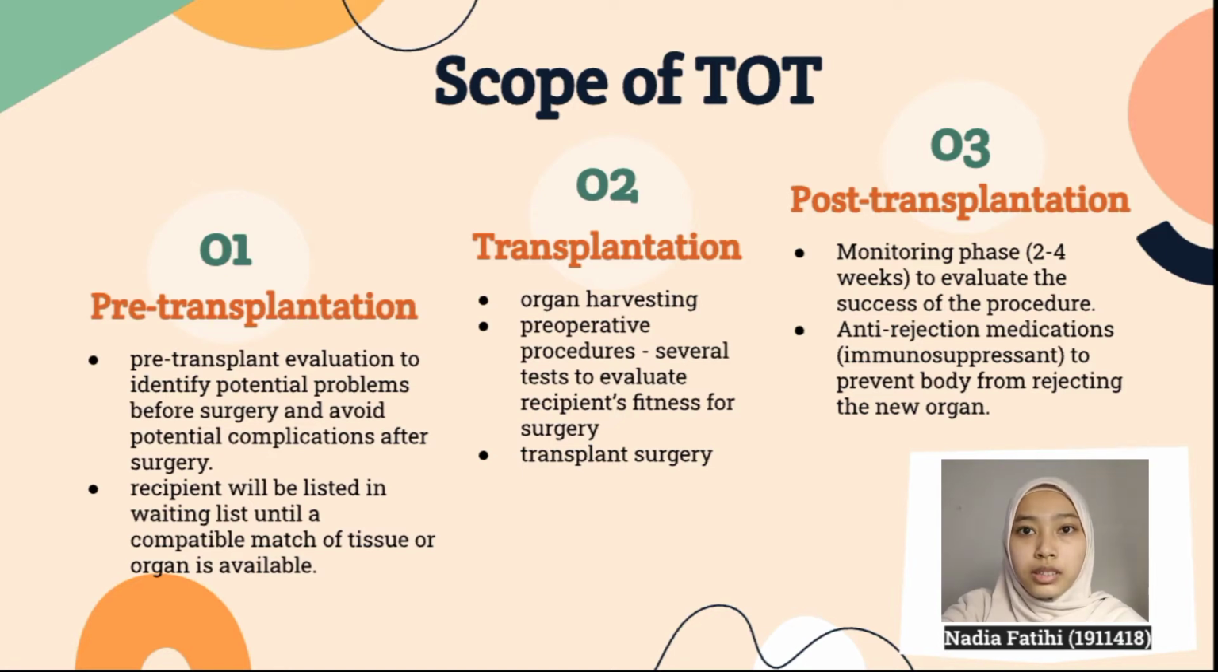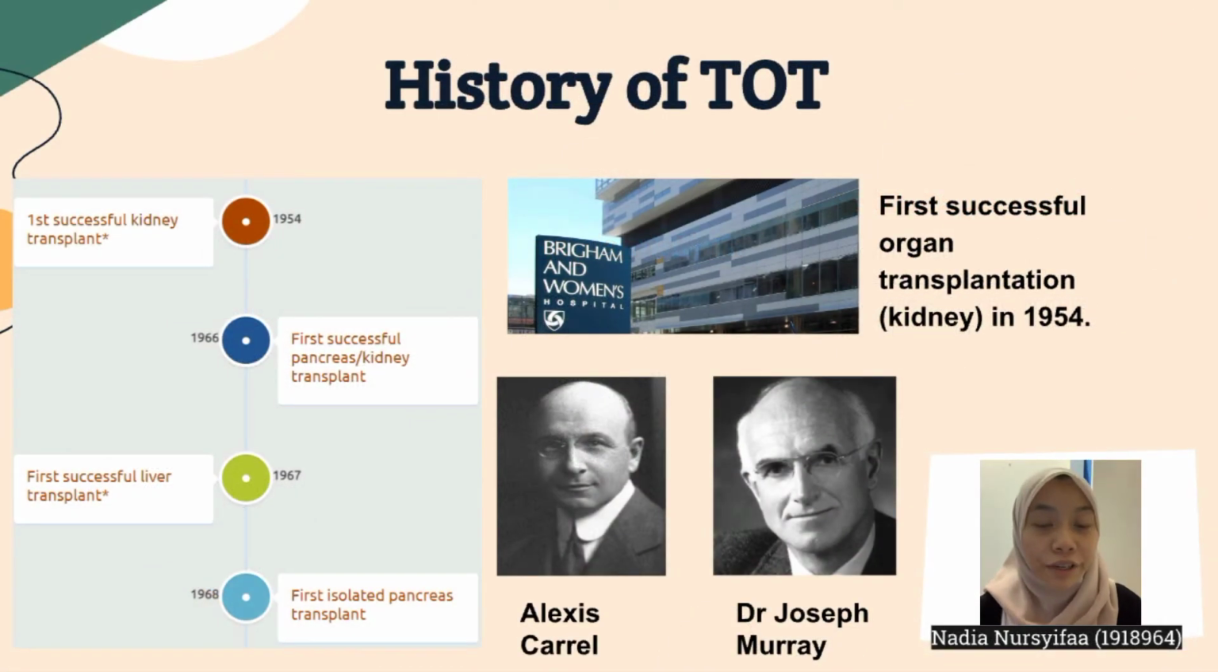The recipient will then be listed on waiting lists until a compatible match of tissue or organs is available for transplantation. The transplantation phase includes organ harvesting, a pre-operative procedure in which the recipient will have several tests to evaluate his or her fitness for surgery, and then the transplant surgery will take place. In the post-transplantation phase, the recipient will be closely monitored for 2 to 4 weeks to evaluate the success of the procedure. The recipient will be prescribed immunosuppressive medication, which suppresses the immune system and prevents the body from rejecting the new organ.